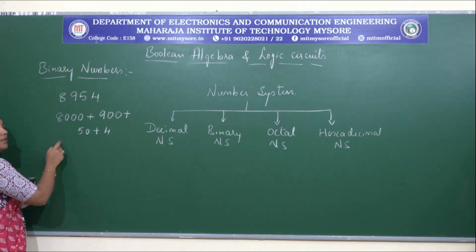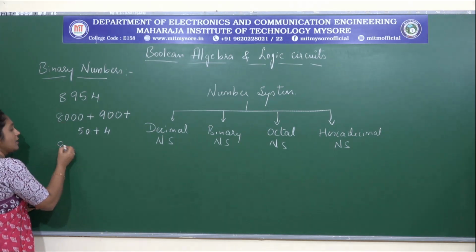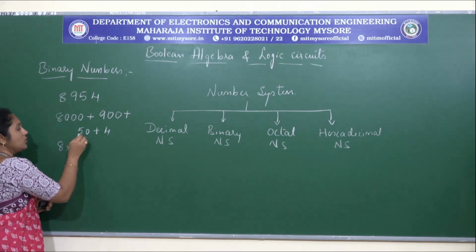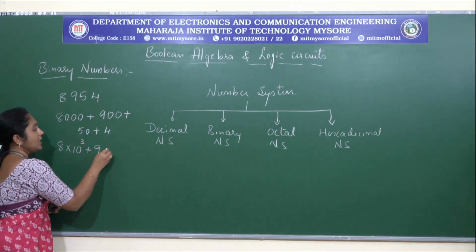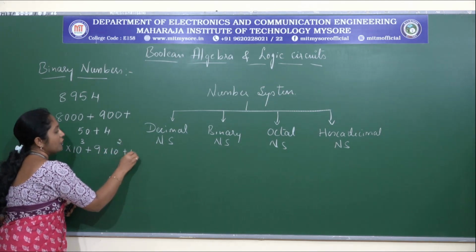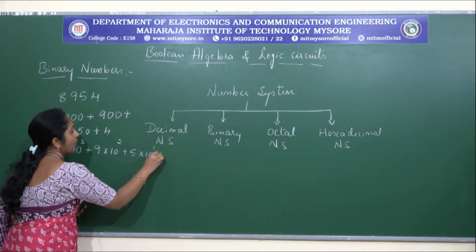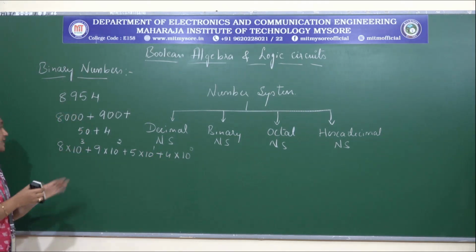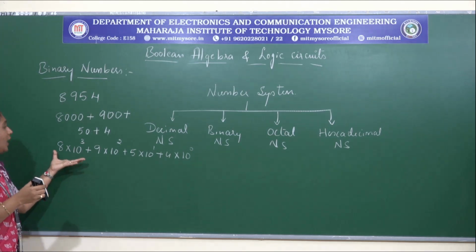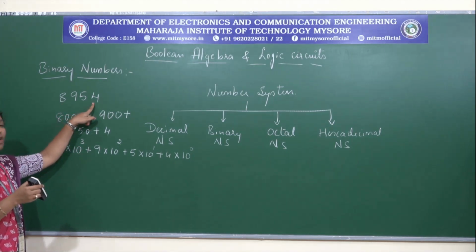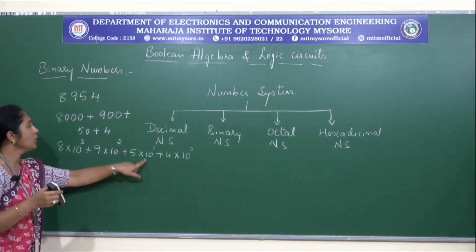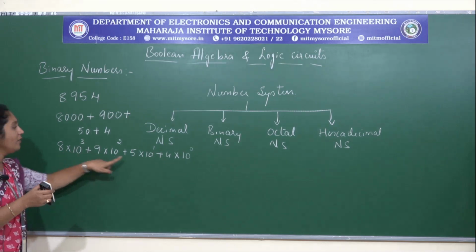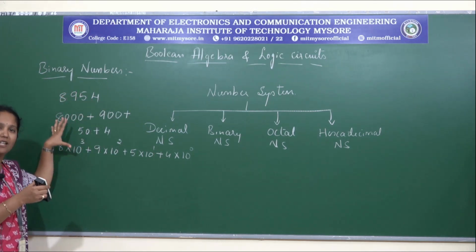Therefore, if you observe, this can be written in another format as 8 into 10 to the power 3 plus 9 into 10 to the power 2 plus 5 into 10 power 1 plus 4 into 10 power 0. If you observe carefully, we have some coefficients here. We are not using the powers of 10 to represent the number in the compact form. Instead, we are using only the coefficients to write or represent any number.